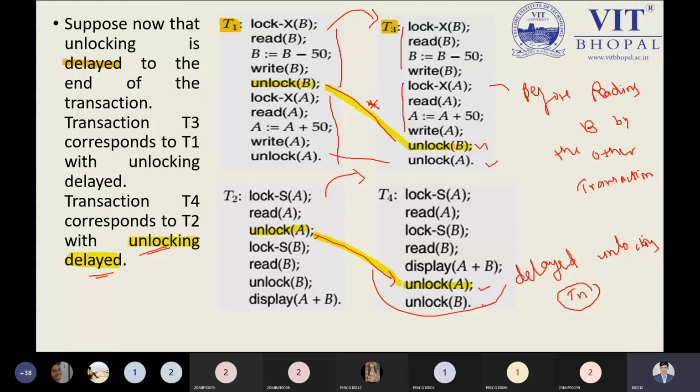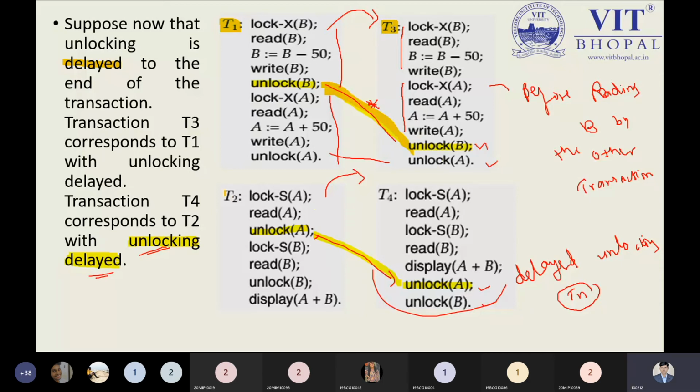You can see my arrow, and I'm highlighting that again here. Unlocking B I'm applying after performing all the operations. This is known as delayed unlocking. The unlocking will be applied at the last. That is the point. Unlocking was previously at its earlier position.